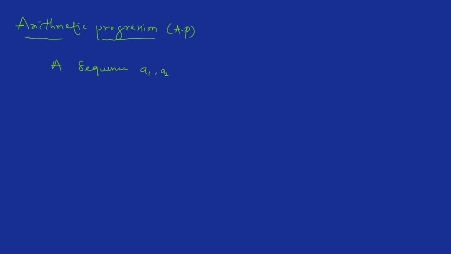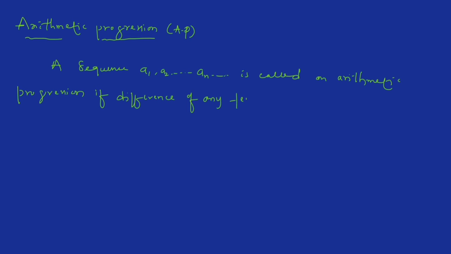A sequence a1, a2, so on up to an is called an arithmetic progression if the difference of any term and its previous term is always a constant.